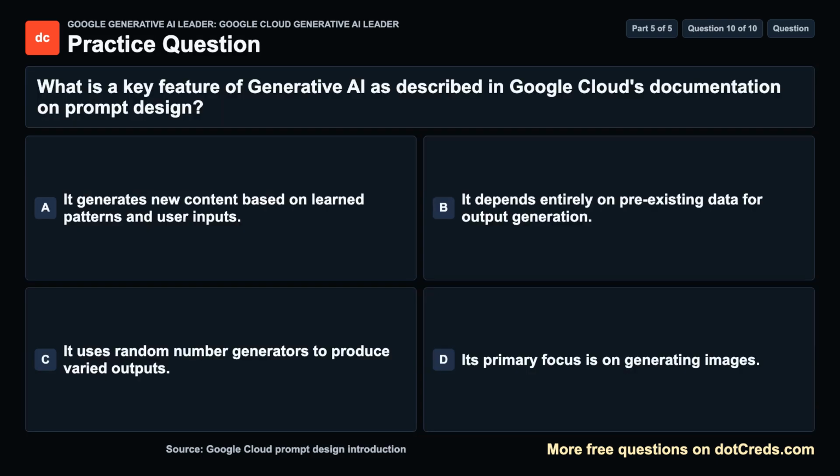Question 10. What is a key feature of generative AI as described in Google Cloud's documentation on prompt design? A. It generates new content based on learned patterns and user inputs. B. It depends entirely on pre-existing data for output generation. C. It uses random number generators to produce varied outputs. D. Its primary focus is on generating images. Take a moment, then we will review the answer.